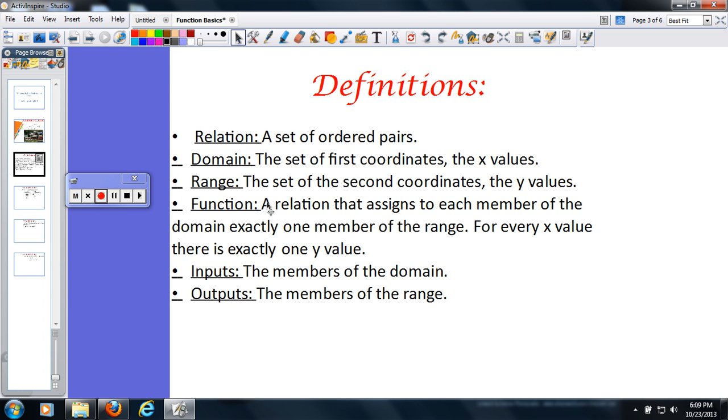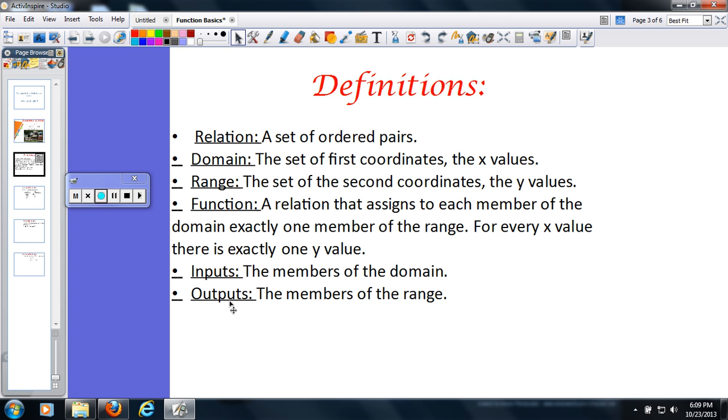And here's some more definitions. Some of these you've already seen. A relation is simply a set of ordered pairs. The domain is the set of first coordinates, the x values. The range is the set of second coordinates, or the y values. This is the important one. This one, relation, input, and output are the four important ones for this particular lesson.